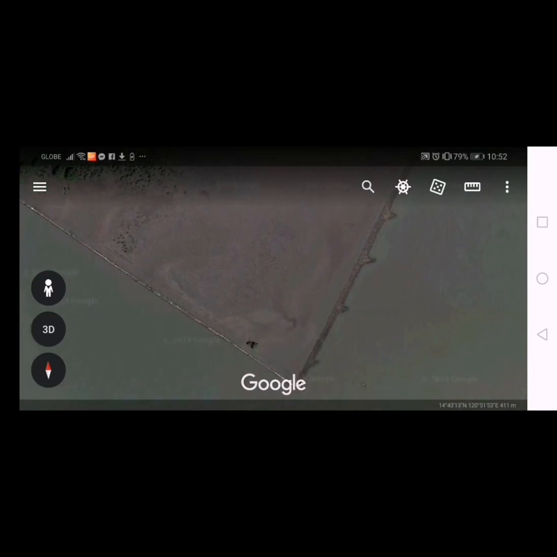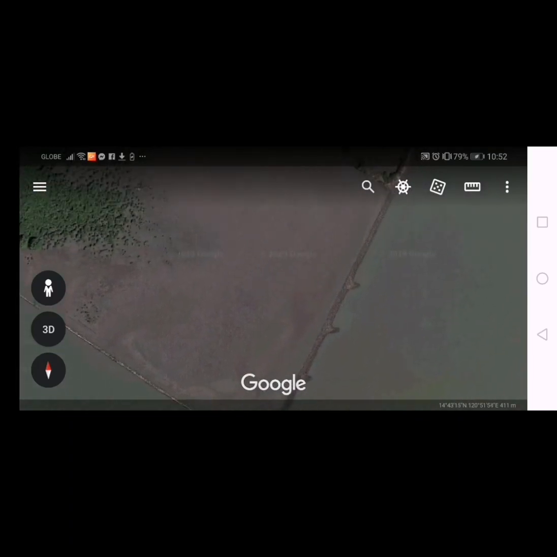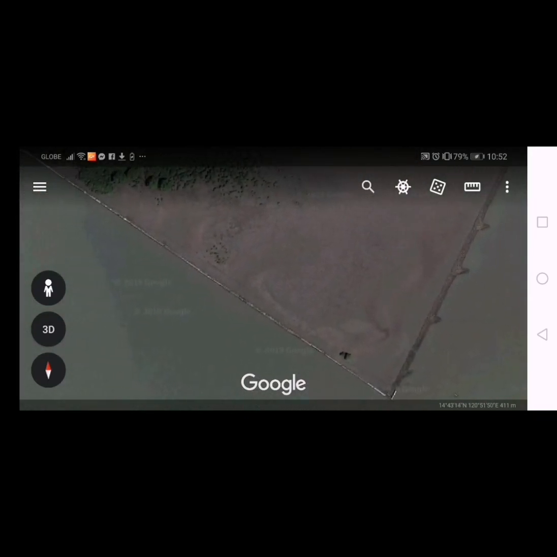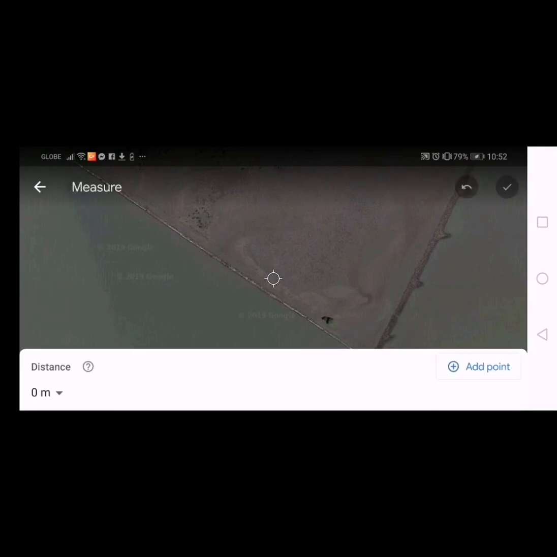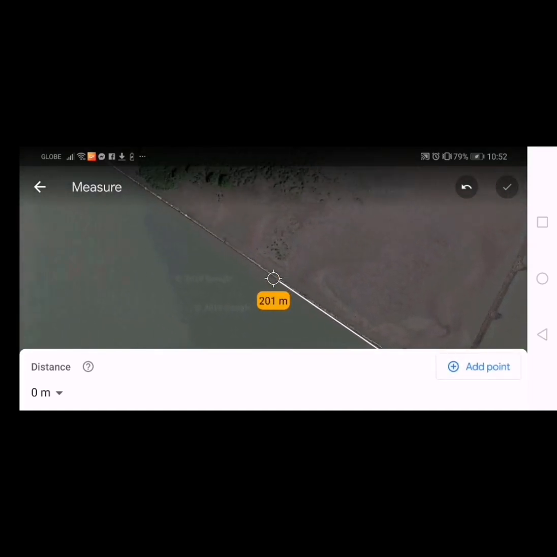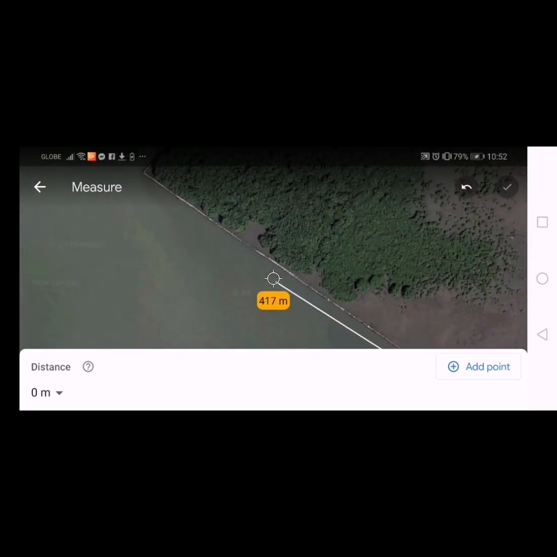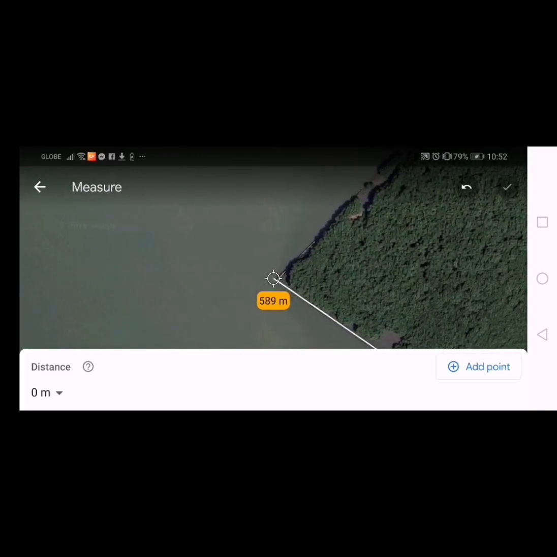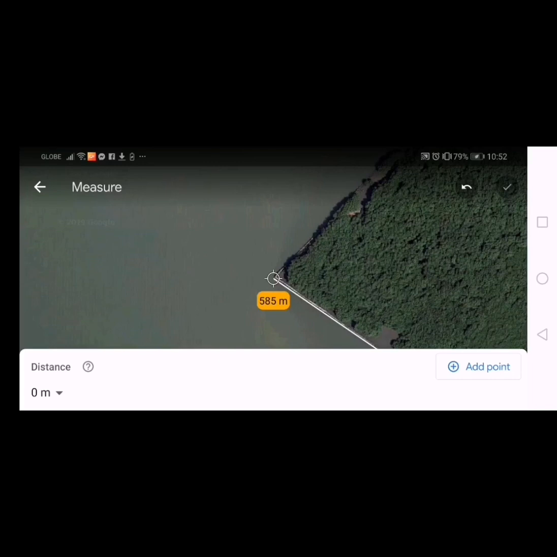We're gonna use a scale to measure one section of the walls to show you the length. Let me just pull that scale. Okay, so there you go. From this point we're gonna measure, and it's more than 500 meters. That is 585 meters based on the Google Earth scale.